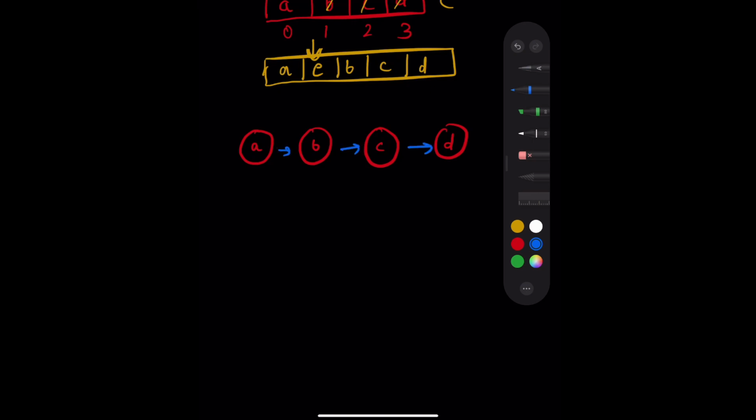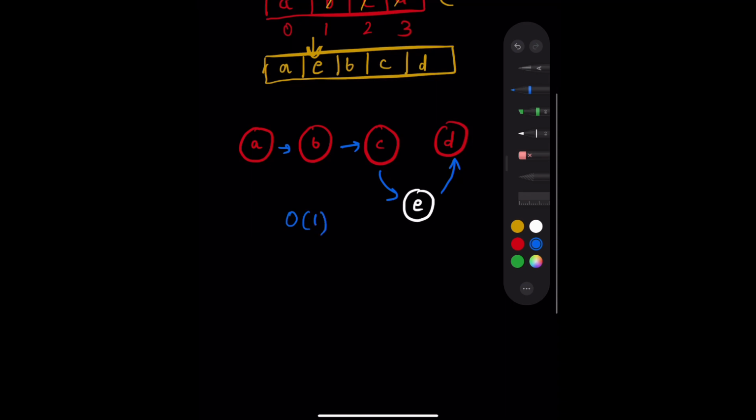Now let's try to add a new element E after C. To add a new element E, we need to simply make a new node which will store E, and what we need to do is change the references. So C will now start pointing to this new node E, and E will point to D. So just by changing the references, we have actually added a new element in the linked list, and this is a big O of one operation now.